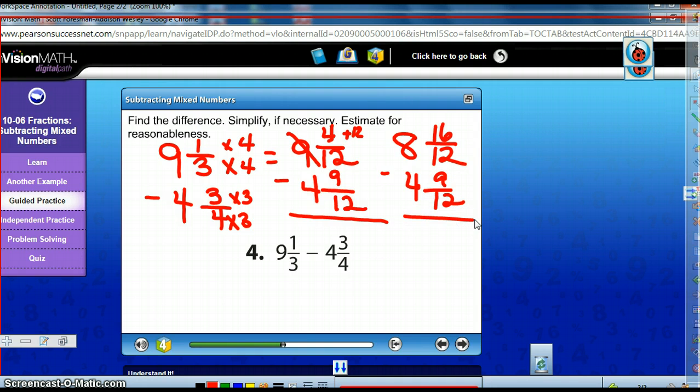Now we can subtract. 16 minus 9 is 7. We can leave our denominator the same. 8 minus 4 is 4. Is this simplified, or can we write it down further? Corinne? It's simplified. The only thing we can divide 7 by is 7, and 7 does not go into 12, and so it's done.